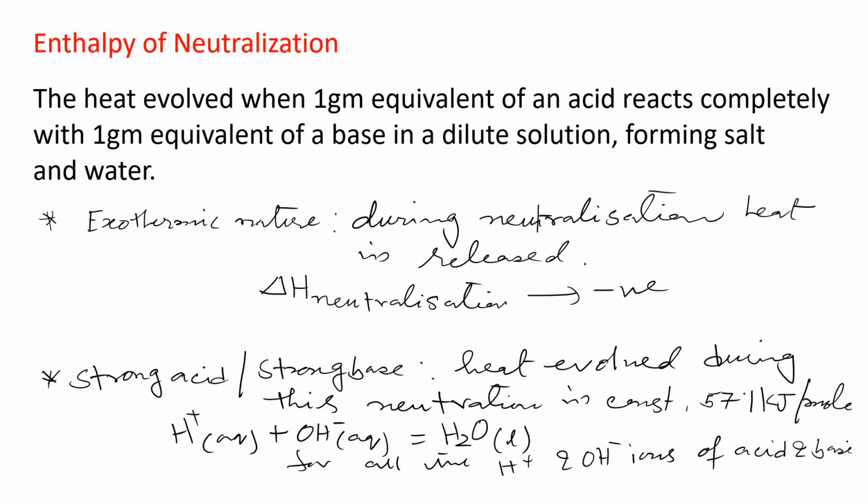Okay, because whatever H plus and OH minus ions are present in the acid molecule and base molecule, those are completely in the solution because they undergo complete dissociation. Now, another point I want to discuss is the weak acid strong base, or the reverse one, that is weak base and strong acid.